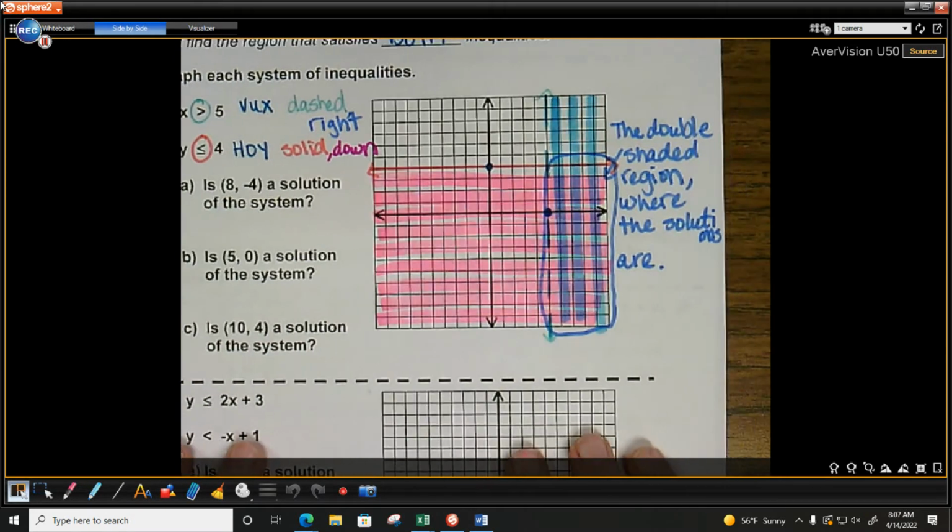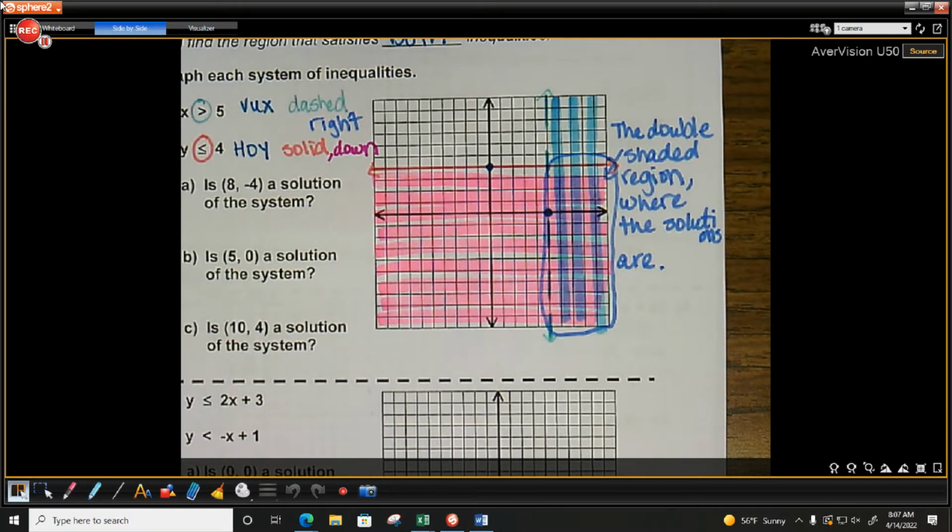So if I have a point that's just in the pink shaded region, would that be a solution to the system? No, it would only satisfy the pink inequality. What if it was in the blue shaded region? No, because that would only satisfy the blue inequality. For it to be a solution to the system, remember it must satisfy both inequalities. Okay, so we are going to plot some points and say yes or no.